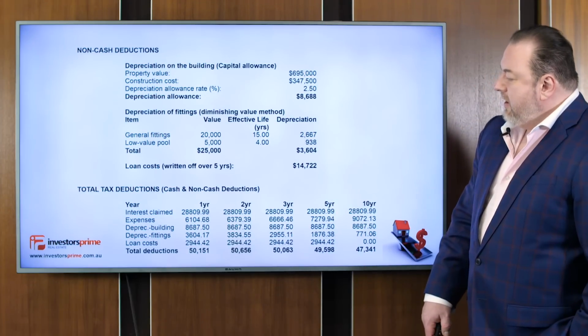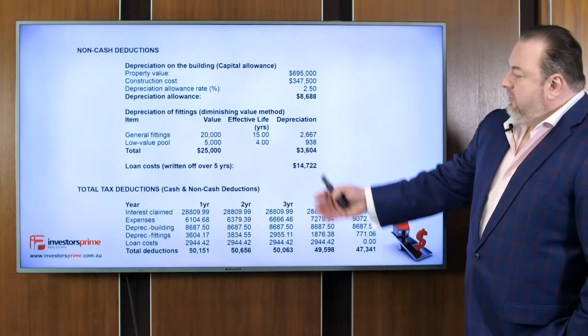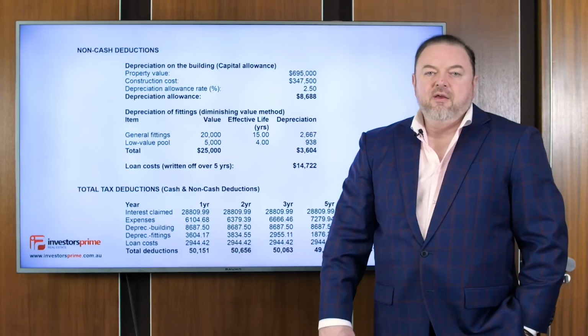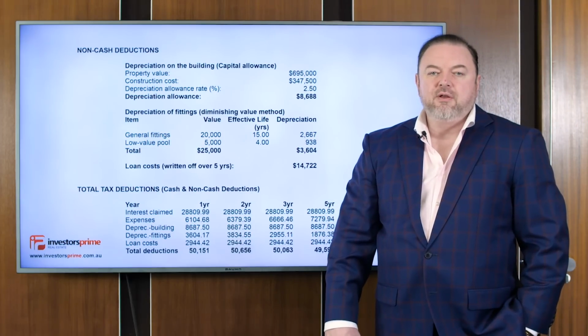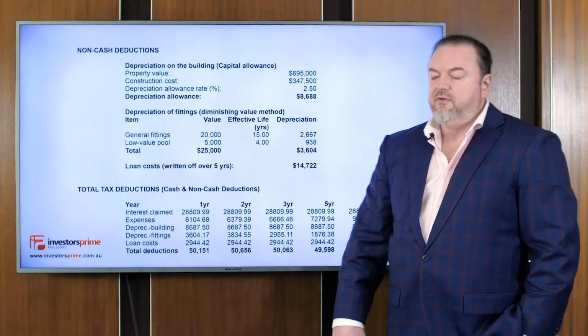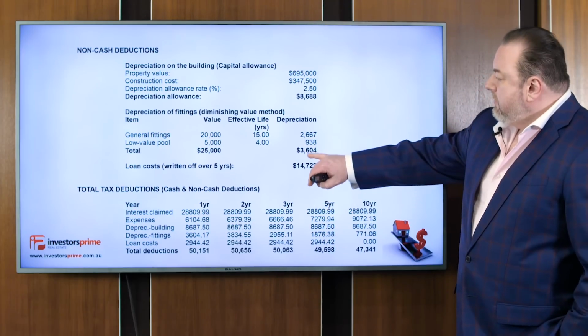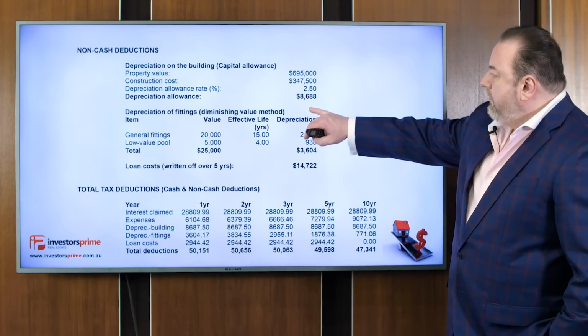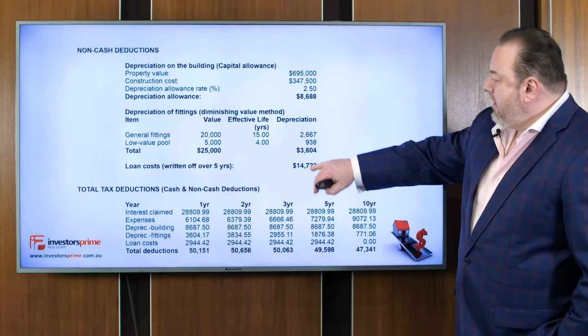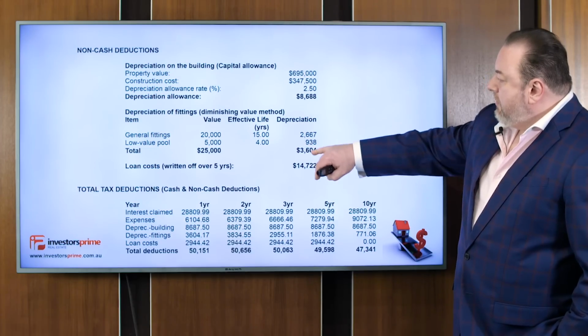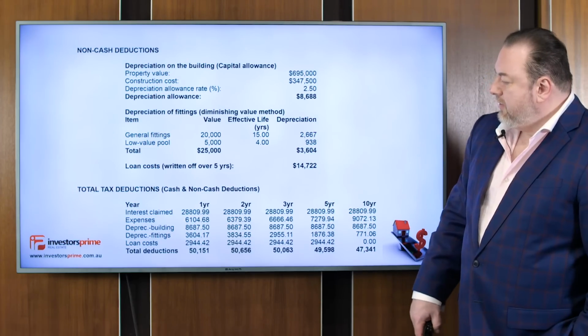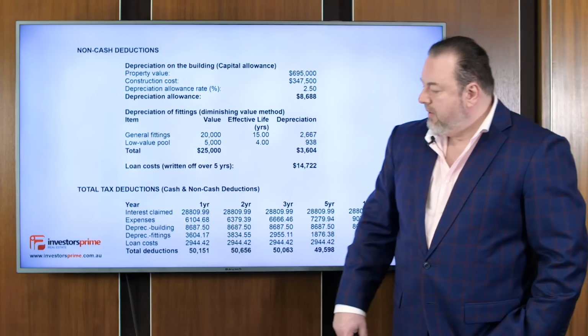Now, if this was an older property built in the 80s, you wouldn't be able to claim any building depreciation or fixtures and fittings, which means you would miss out on this amount, which is your building depreciation, that amount. So altogether about $12,000 in depreciation, which is huge.